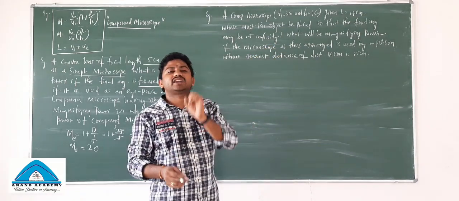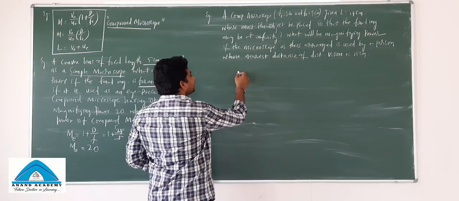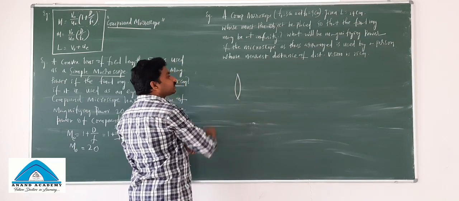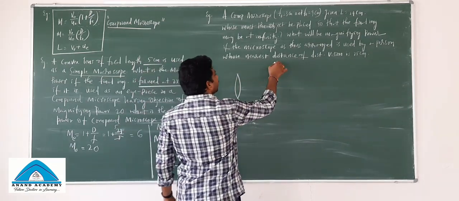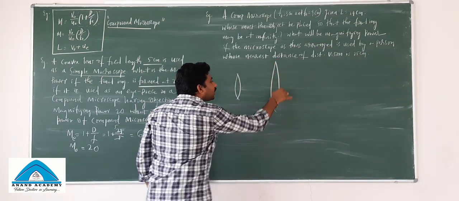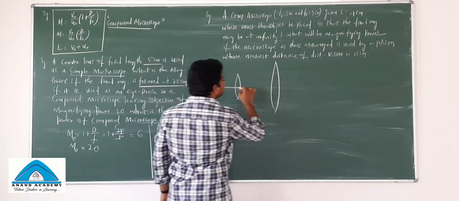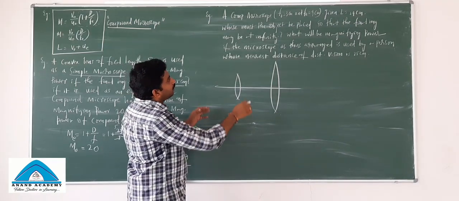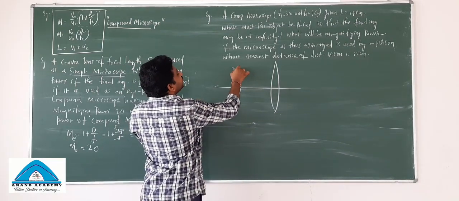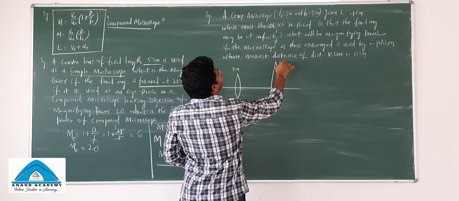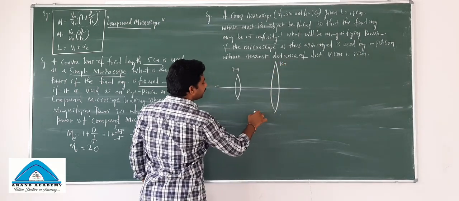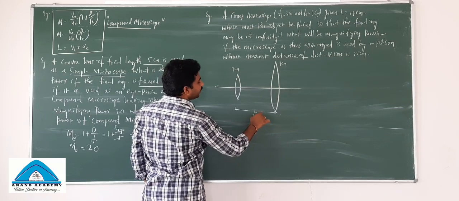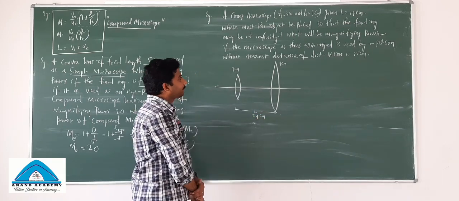Let me draw a rough diagram here. So this is what a rough diagram. A small lens called objective lens, and whose focal length is more, that's called eyepiece. This is the principal axis drawn here. Its focal length is 3 centimeters and its focal length is 9 centimeters. The length between this is given as 24 centimeters.